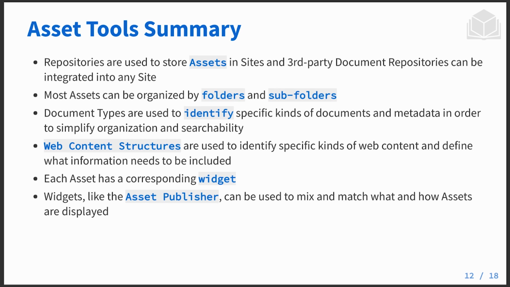Along with document types, we also have things like web content structures, and these allow you to determine what information needs to show up in your web content. Okay. Each asset has a corresponding widget, and then you have some special tools like the Asset Publisher that allow you to select what kinds of assets you want to display and how you want to display them.